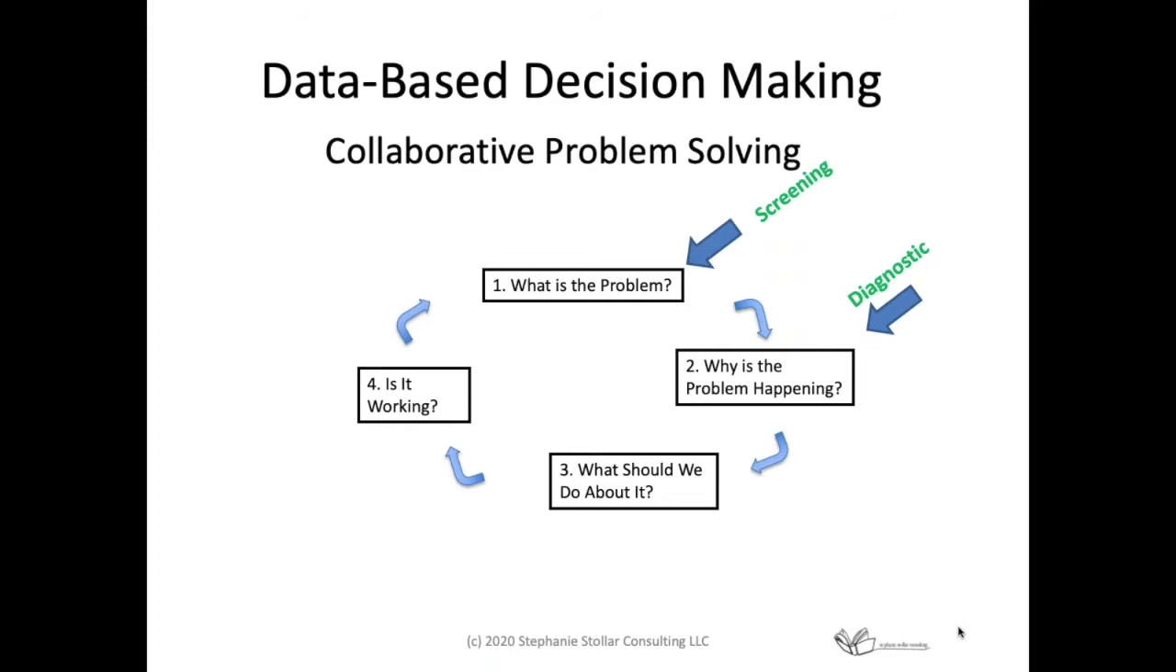The diagnostic data lead us directly to what we should do about it. So we're narrowing in here on designing instruction that matches the specific skill deficits that are uncovered in the diagnostic assessment. And as we're planning what we should do about it, we should be thinking about the fourth step of the collaborative problem solving model, thinking about how we're going to measure, is it working? So we should be planning not just instruction, but planning the progress monitoring in step 3. Looking ahead to step 4, how will we know if it's working or not? Progress monitoring helps us answer that fourth question.